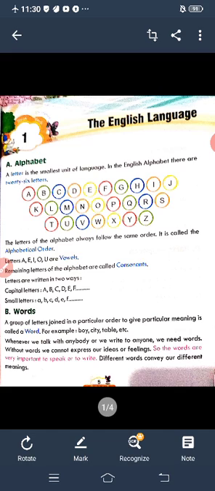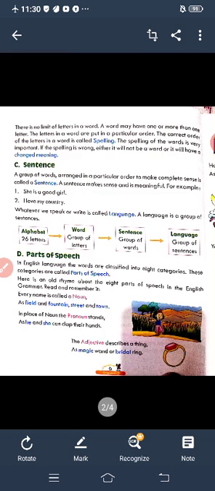Okay. Now the second thing is sentence. What is a sentence, students? A group of words arranged in a particular order to make complete sense is called a sentence. Earlier we discussed that a group of letters makes a word, and in the same manner, if we arrange words in a proper manner, it becomes a sentence. For example, she is a good girl.